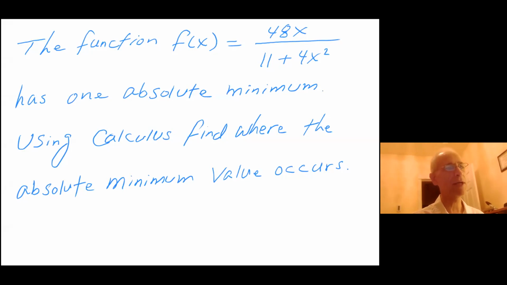So we are going to have to take the derivative and set it equal to 0 and find the critical points and test numbers, finding out where the minimum occurs. All right, so let me go ahead and go to the next page.